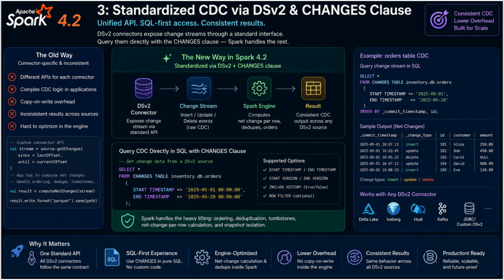And here's where things get really exciting. You can now query change streams directly using SQL through the new changes clause. Imagine simply writing a SQL statement to retrieve all changes from a table within a time range. Spark automatically handles net change calculations, deduplication, ordering, tombstone handling, snapshot isolation, and internal optimizations. The result is a much cleaner developer experience and consistent CDC behavior across different storage systems. For organizations operating multiple data platforms, this standardization is incredibly valuable.